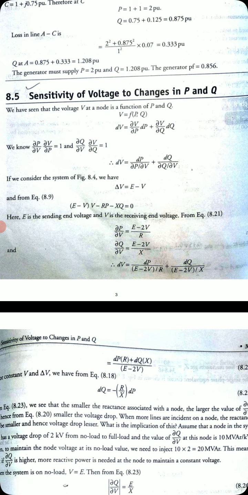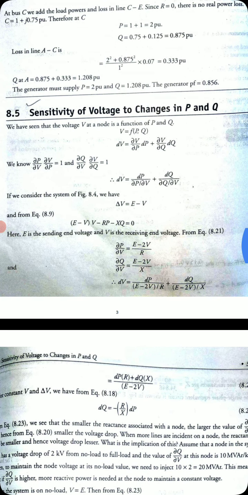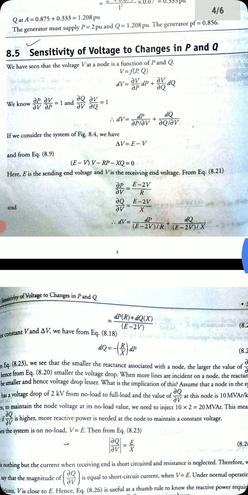Then we consider figure 8.4, where in the previous class we saw a system connected to a load with its impedance, and I showed the phasor diagrams there. In that, we know that delta V is equal to E minus V, and from equation 8.9 it is clear that (E minus V) into V minus RP minus XQ is equal to 0. Here E is the sending end voltage and V is the receiving end voltage.